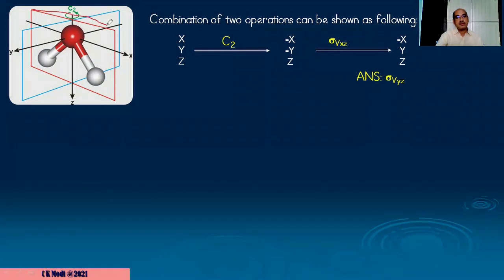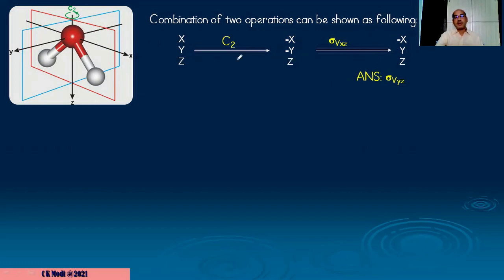This is my sigma v xz plane, and this is minus x. Okay, on the same operations, if we perform the second operation sigma v xz, the position of minus x becomes minus x, but minus y, which is perpendicular to sigma v xz, therefore becomes plus y. So minus y becomes plus y, and z remains as it is.